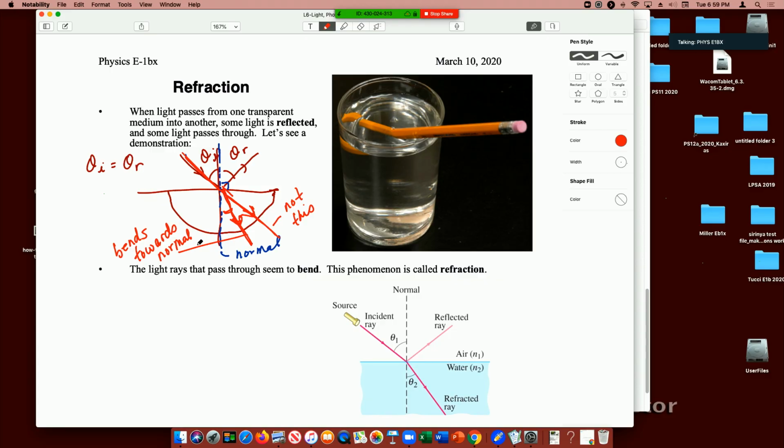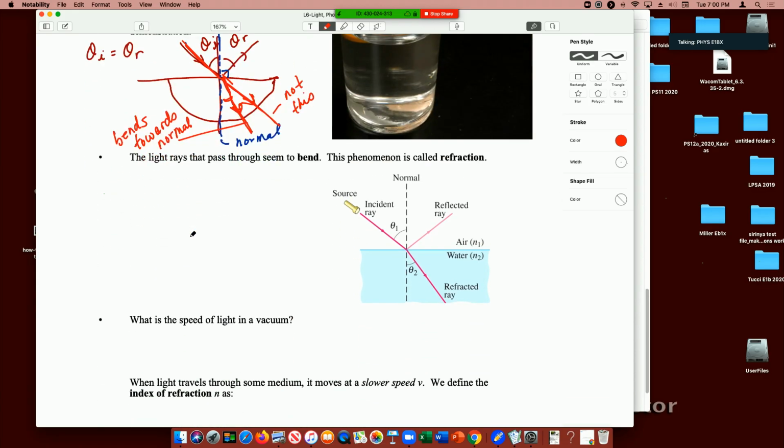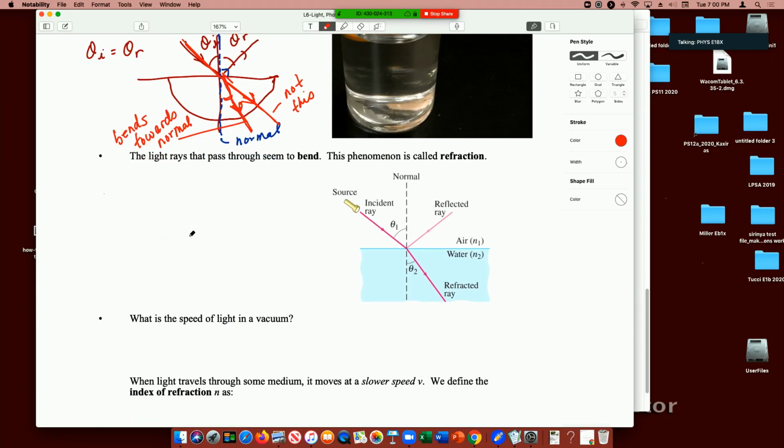What I want you to do before we keep going with this is see if you can figure out, well, actually, let's talk about this first, sorry. This is called refraction, and refraction is basically just the bending of the path of light, the bending of a light ray.